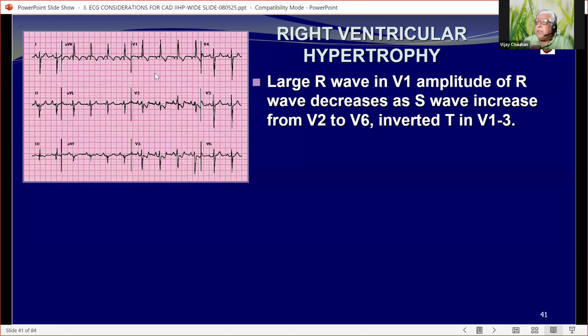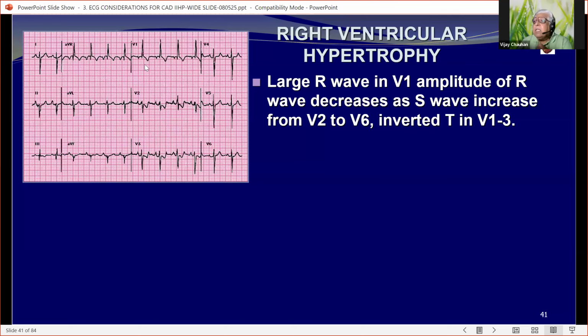So this configuration, especially I am talking about V1 and V6 or V5 leads, along with QRS complex, R wave prominent in V1, S wave prominent in V5, ST segment depression, T wave inversion, everything goes in favor of right ventricular hypertrophy, strain and ischemia.